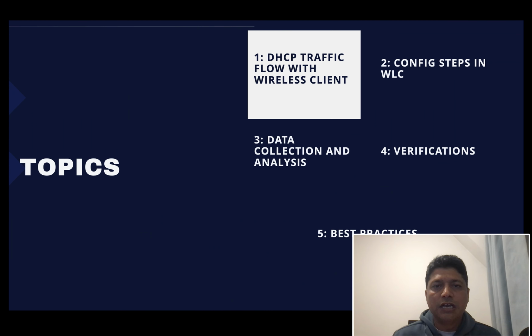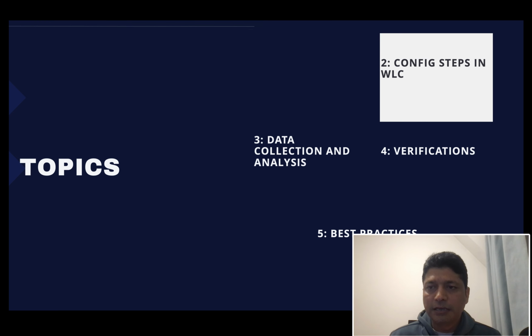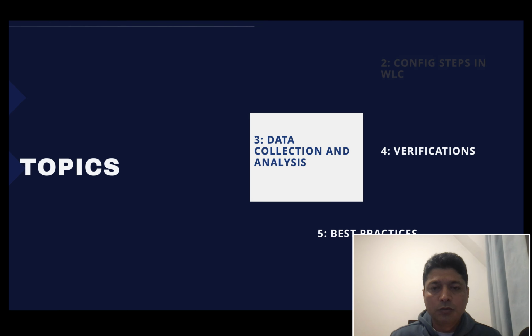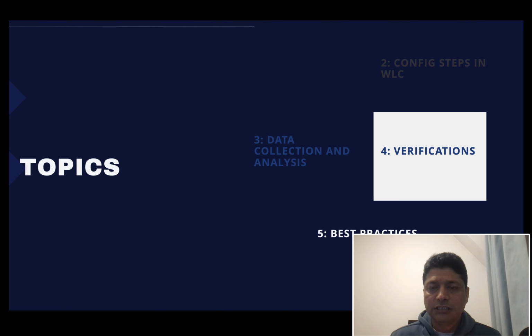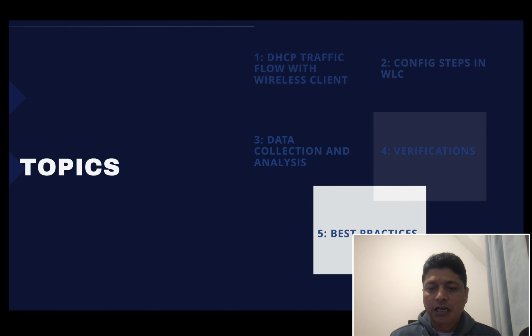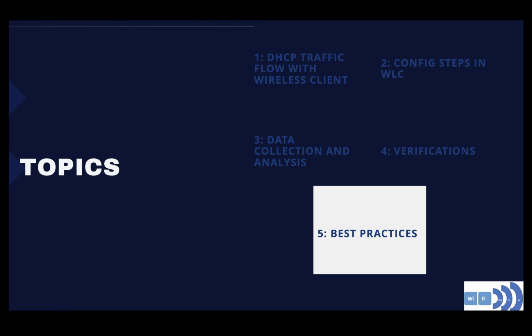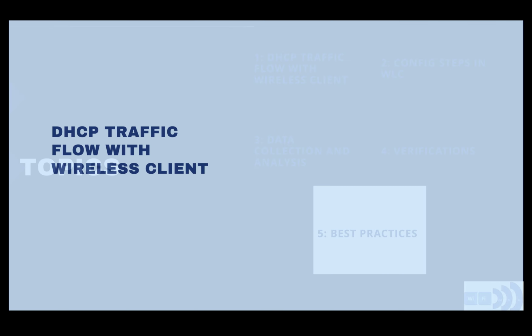So the topics which I'll be covering here: the very first thing we will try to understand is the DHCP traffic flow with a wireless client. The second topic would be configuration steps in the wireless controller. The third one is data collection and analysis. The fourth one is verifications, and the fifth one is best practices, because best practice is also important to understand where to use the internal DHCP server functionality on the 9800 controller. What are the best practices while considering this particular feature?